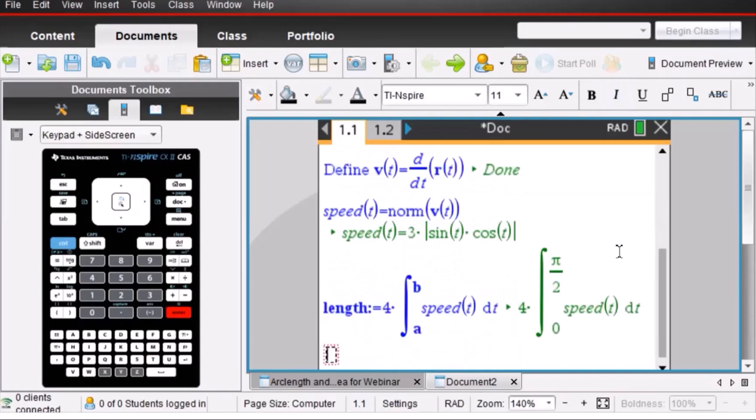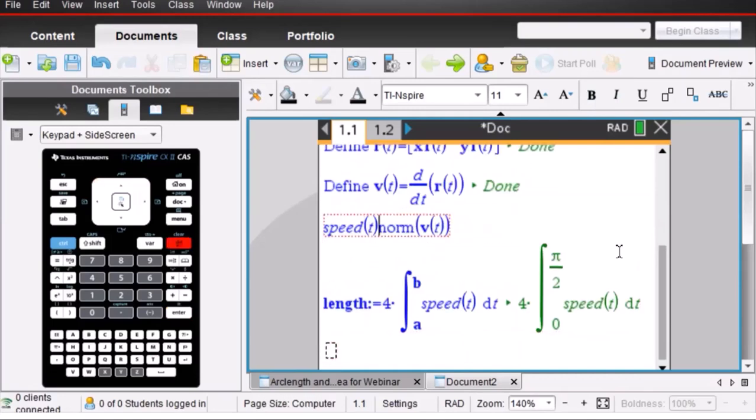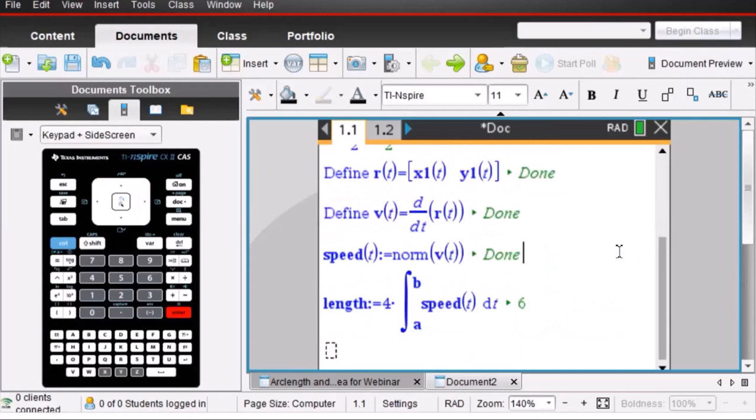That's because I didn't define my speed to be equal to the norm of v of t. I think it should be the norm of v of t, between the sign and equal to, shouldn't it there? Yes, little typo. So the length is equal to 6. That's the total length of the curve, but it's 4 times because we've got 4 little bits. But what's the surface area of that total curve there?